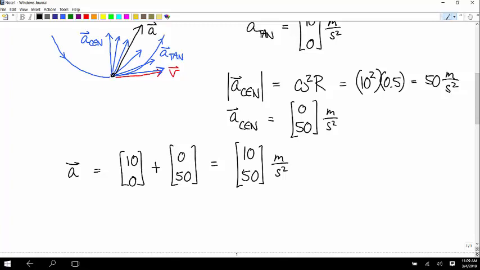Anybody have any questions about that? Centripetal is omega squared times r, right? Omega squared times r is a centripetal. Omega times r is the velocity magnitude, the speed. The centripetal acceleration is omega squared r.